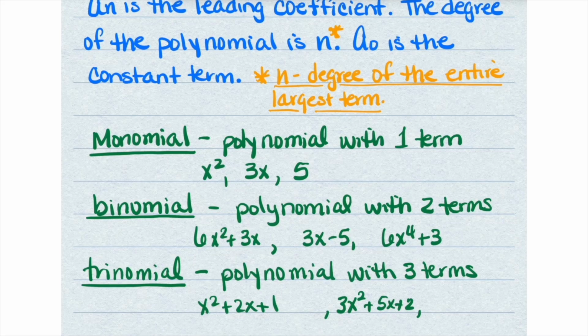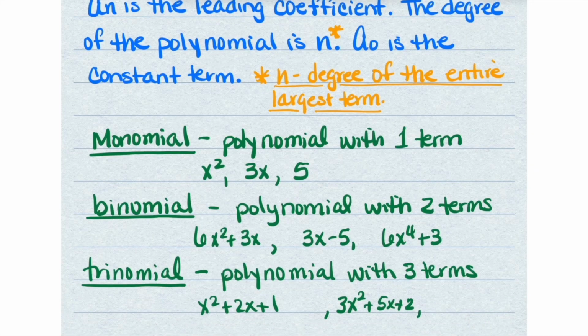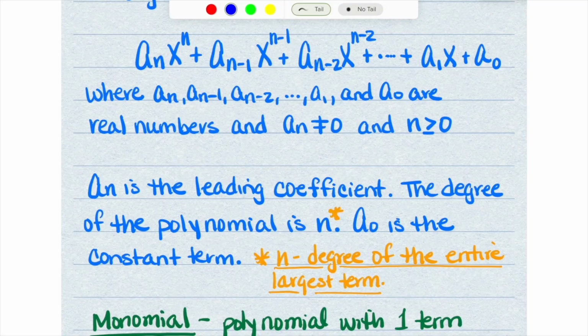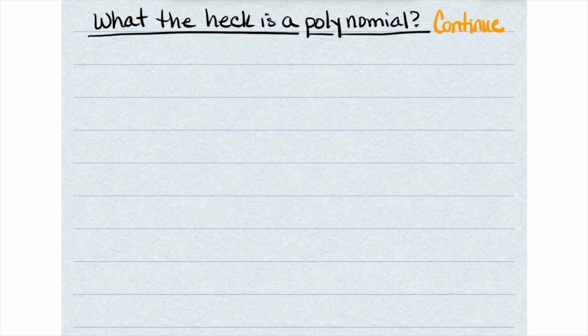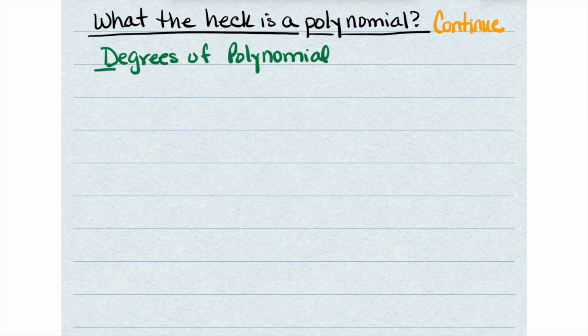So now let's talk about the degrees. So remember we said that if I go back, we said the degree is going to be the n, right, of the entire, but I'm putting here the largest term. So let me show you what I'm talking about. So if we're talking about the degree, for example, let's look at, I'm going to put degrees of polynomials. Now that you know all the different types of polynomials, so if you hear me say binomial or monomial or trinomial, you'll know exactly what I'm talking about, okay? So let's look at this one.